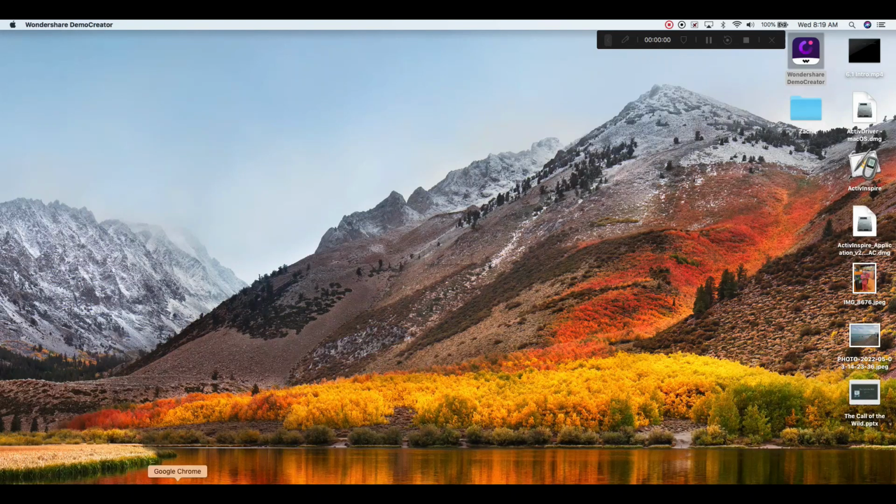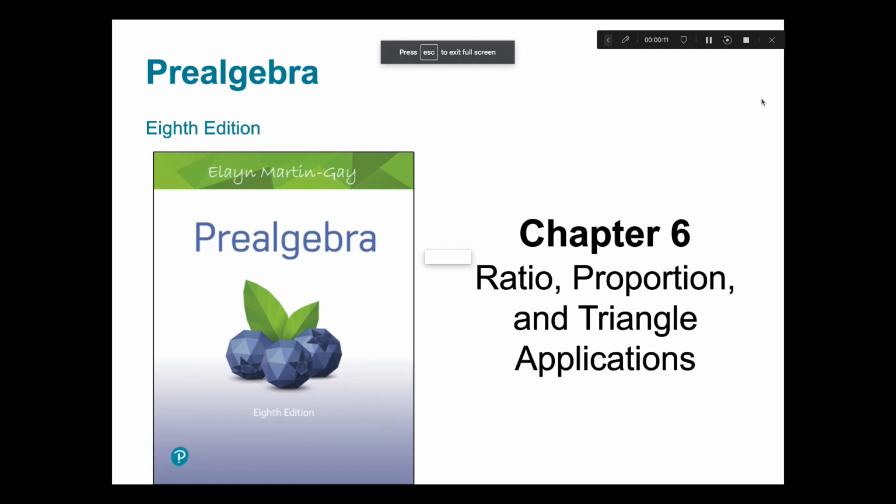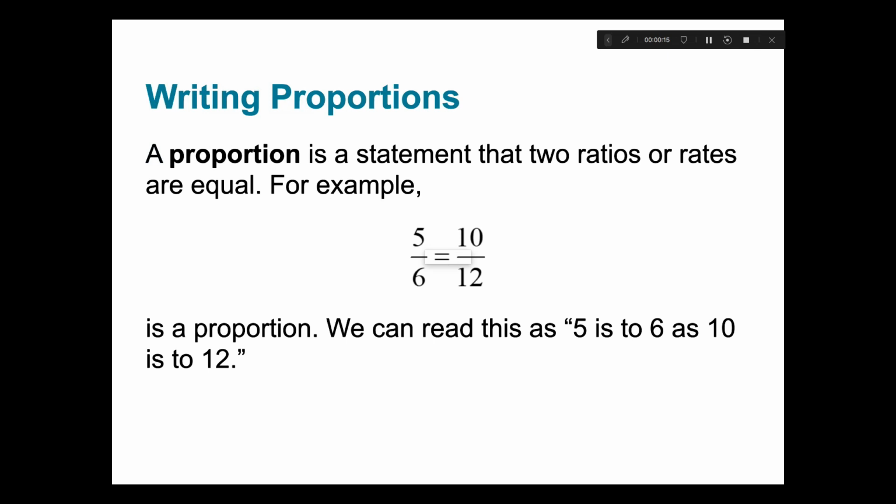Proportions are one of my favorite things because in my mind they make numbers work together easily. They're a great way to put numbers where you can easily figure out what goes in the blank. So a proportion is a statement of two ratios that you can set equal. A statement that two ratios or rates are equal.